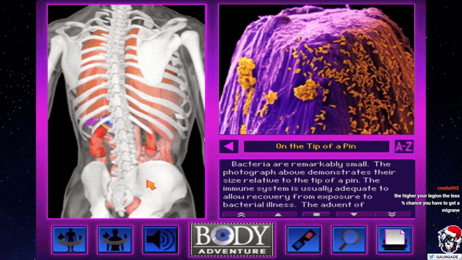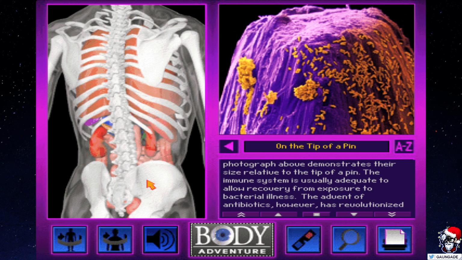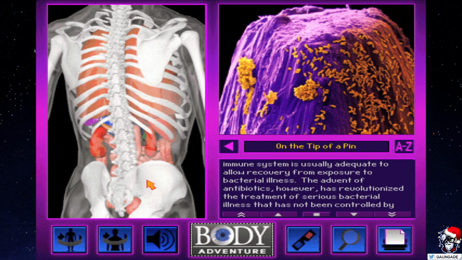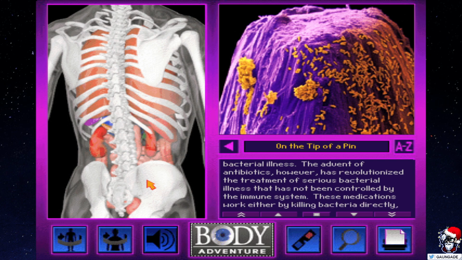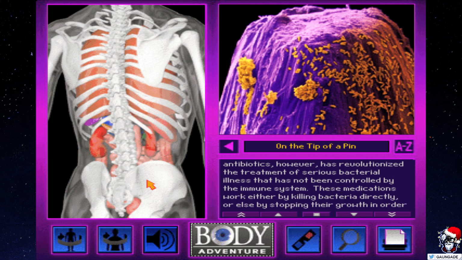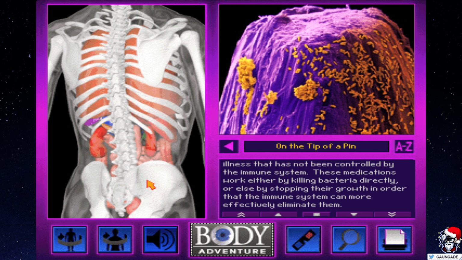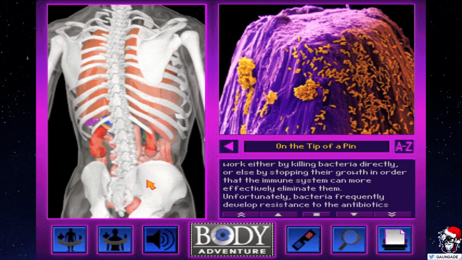On the tip of a pin, bacteria are remarkably small. The photograph above demonstrates their size relative to the tip of a pin. The immune system is usually adequate to allow recovery from exposure to bacterial illness. The advent of antibiotics, however, has revolutionized the treatment of serious bacterial illness that has not been controlled by the immune system. These medications work either by killing bacteria directly, or else by stopping their growth in order that the immune system can more effectively eliminate them.